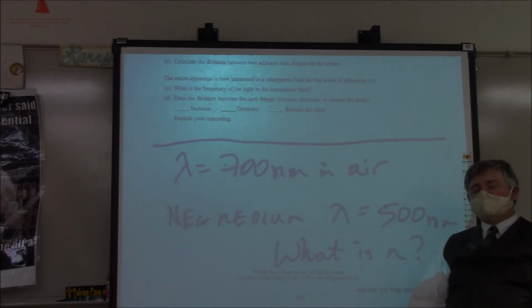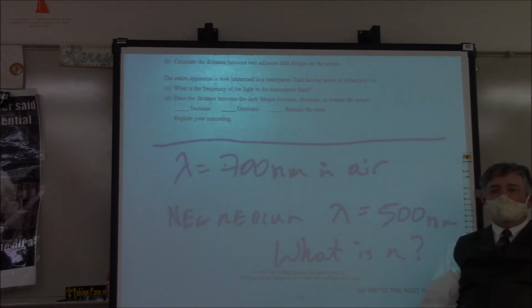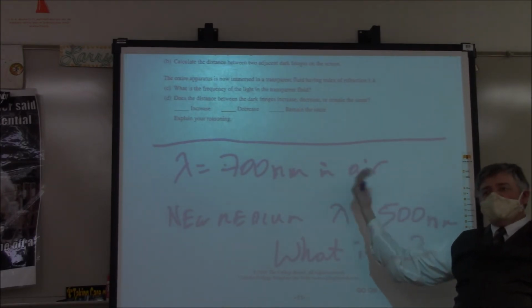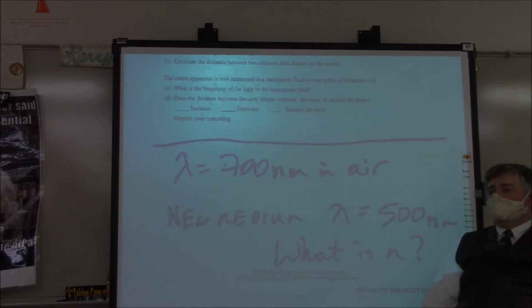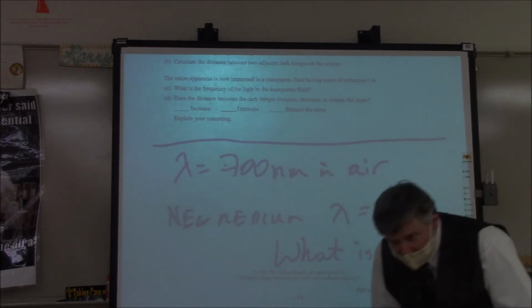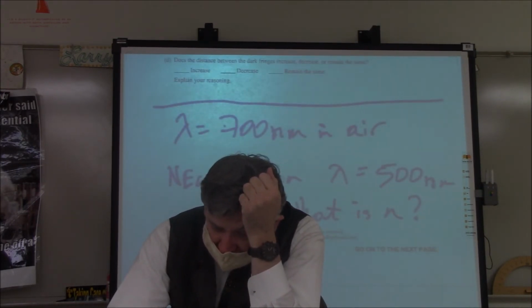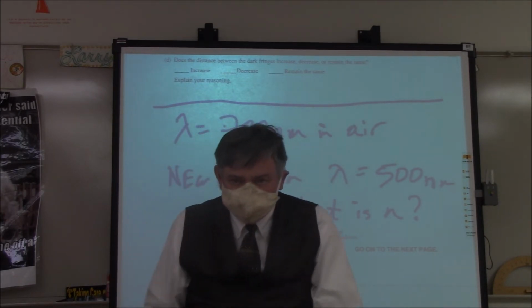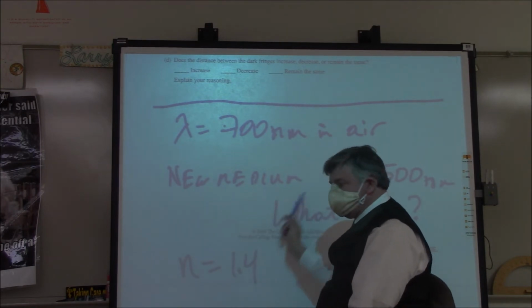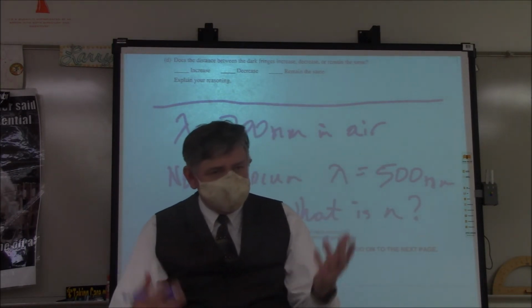Now, think this through. What does your answer have to be bigger than? 1, right? Your answer has to be bigger than 1. So what's the only way that you can get an answer bigger than 1? Are you going to take 500 and divide it by 700, or 700 and divide it by 500? 700 divided by 500, right? So what do you get? 1.4. So n is going to equal 1.4. So the bigger that is, the more the wavelength becomes smaller, the more optically dense it is, and the more it's going to slow down.